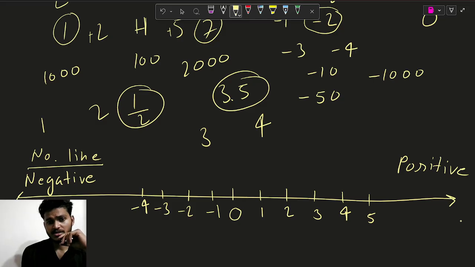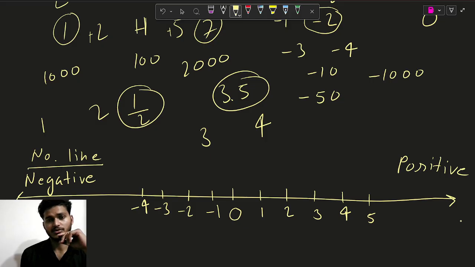In between 0 and 1 there is no integer. In between 1 and 2 there is no integer. In between 2 and 3 there is no integer. If somebody asks you to tell a number between 0 and 1, you can find infinite numbers in between 0 and 1, but you will never find any integer lying between 0 and 1. You will never find any integer in between 0 and -1. So this needs to be understood.